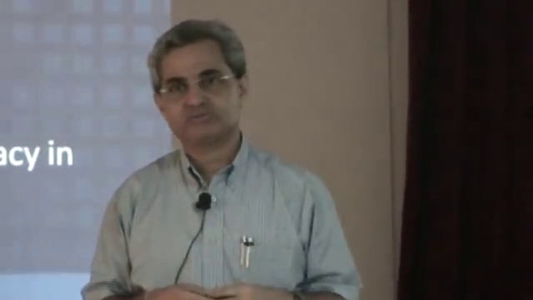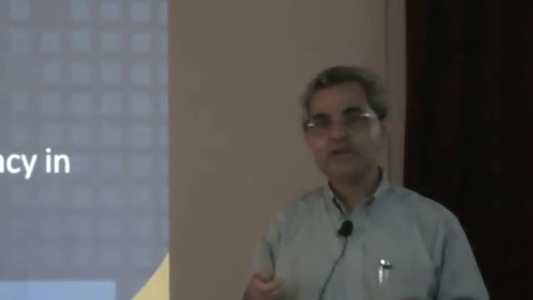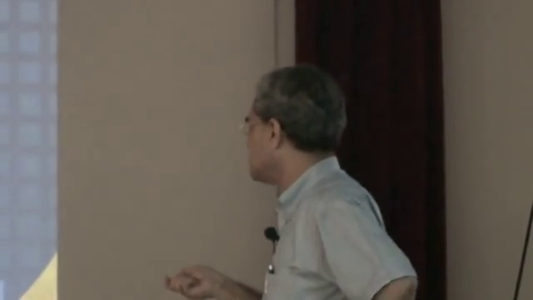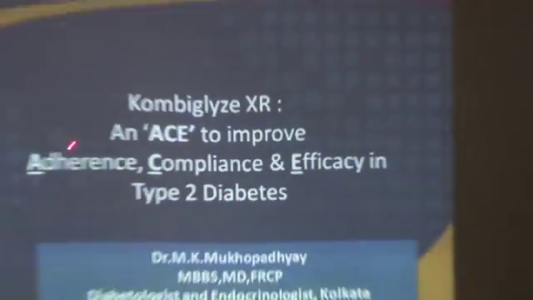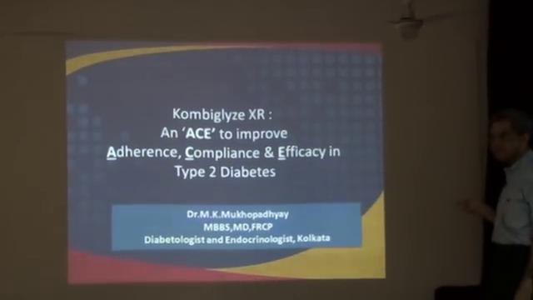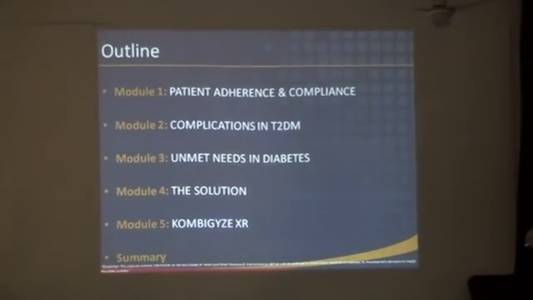Today, I'll be talking about something regarding diabetes, but it will be a little bit different from the usual talks which we gave with a lot of slides and pictures. There will be some scientific data at the end of the presentation, but we'll be looking at ACE. ACE is not the usual ACE inhibitor. It is linked to adherence, compliance, and efficacy. It is the biggest problem in type 2 diabetes. With any chronic problem, the actual control of type 2 diabetes depends on these ACE factors. And these are the different modules we'll be going through.